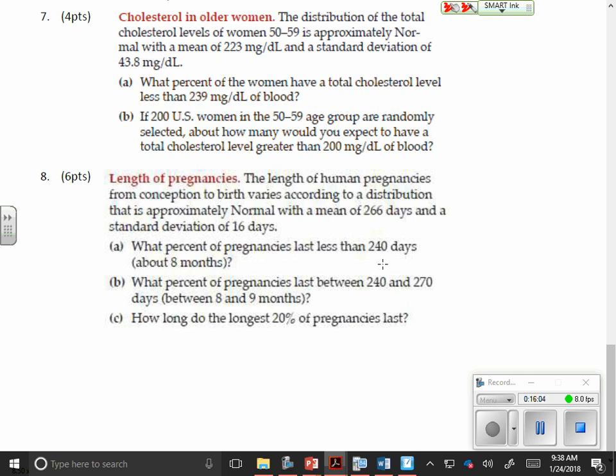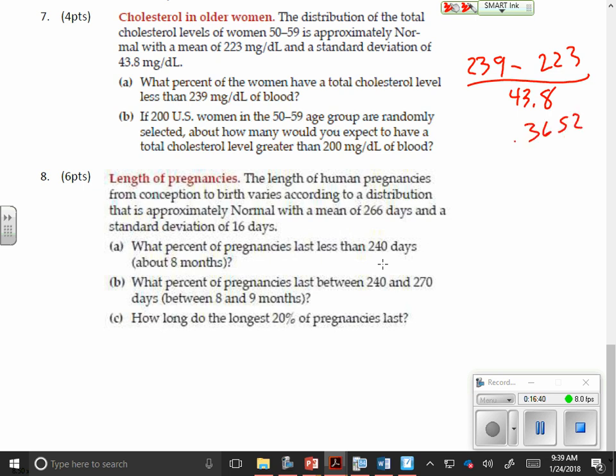So my average is 223, standard deviation is 43.8. What percent of women less than 239? So whatever percentage I find is going to give me the percentage less than. So my value is 239. My average is 223. I divide that by 43.8, and I get what? 0.3652.